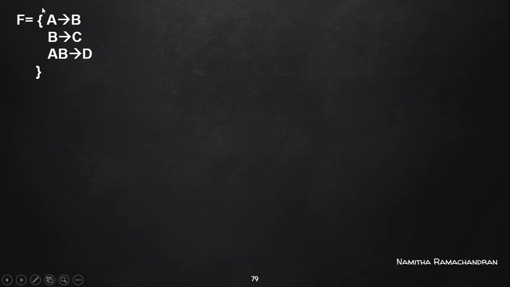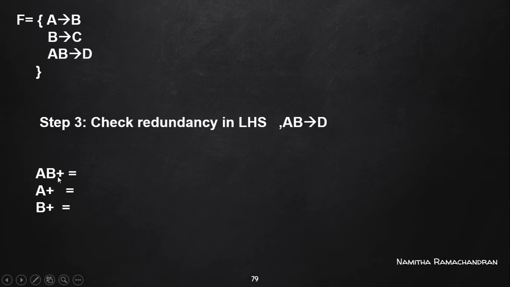Okay, so for that check, see if any of these dependencies contains more than one attribute in the LHS. In the third case, it is clear that the LHS part contains more than one attribute. Here we have two attributes. So check whether this A and B are redundant or not. For that, what we want to do: first find the closure of AB, then find the closure of A alone, then find the closure of B alone. Then check whether they are equal or not.